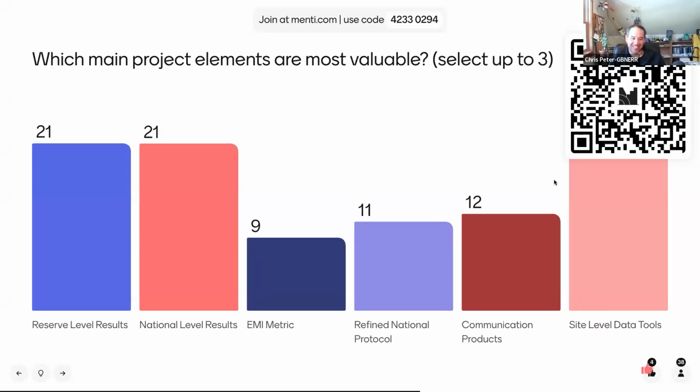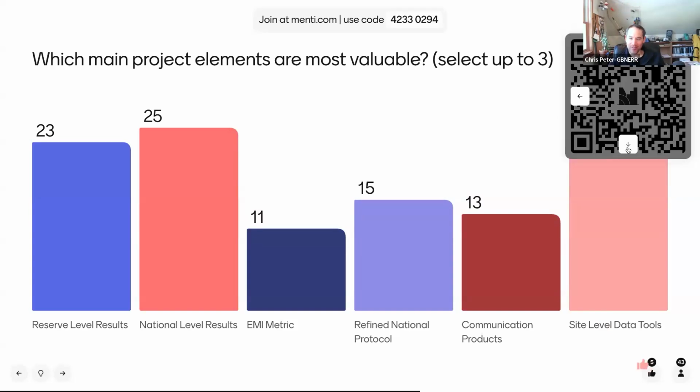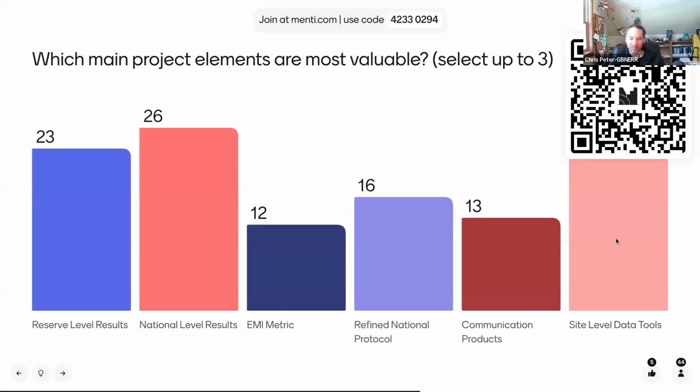Lots of likes. A lot of people are really into the results. No big surprise. That's where I like to go. Oh yeah, site level tools as well. Now I get 44 responses. I'll give another like 15 seconds.